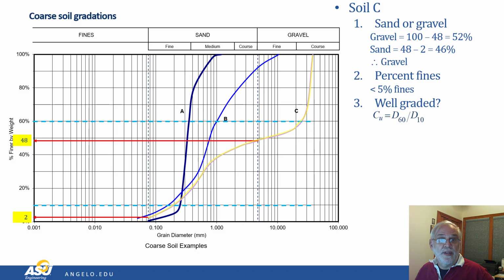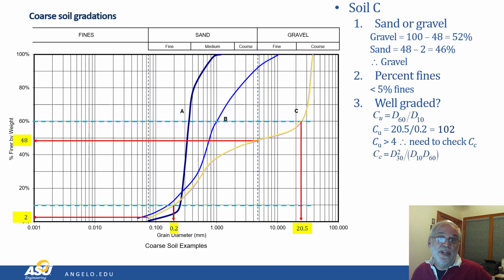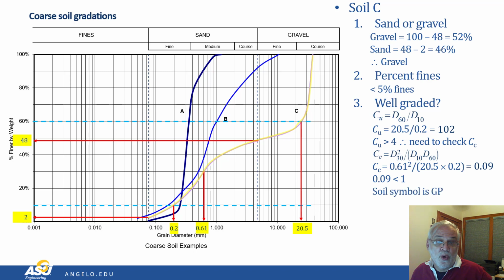Now we need to check to see if it's well graded. D60 is 20.5 millimeters, and D10 is 0.2 millimeters. So the coefficient of uniformity is 20.5 divided by 0.2, which equals 102. 102 is much greater than 4, so now we need to check the coefficient of concavity. D30 is 0.61 millimeters. So C sub C is 0.61 squared divided by the quantity 20.5 times 0.2, which is equal to 0.09. 0.09 is well less than 1. Therefore, this soil is poorly graded, and its symbol is GP.